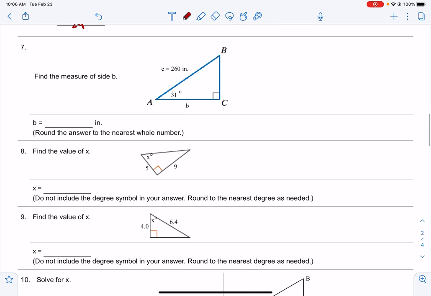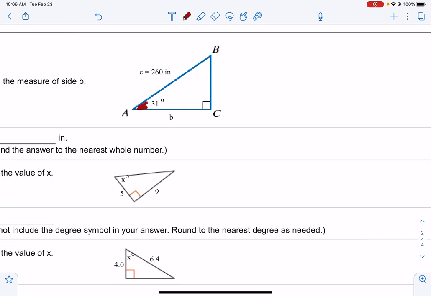Okay, number 7, find the measure of side B. All right, so looking at this triangle, it gives me an angle right here. Angle A is 31 degrees, and it wants me to find B.